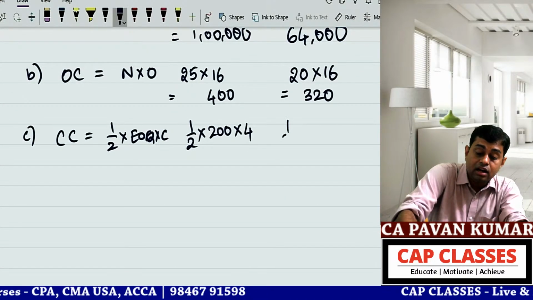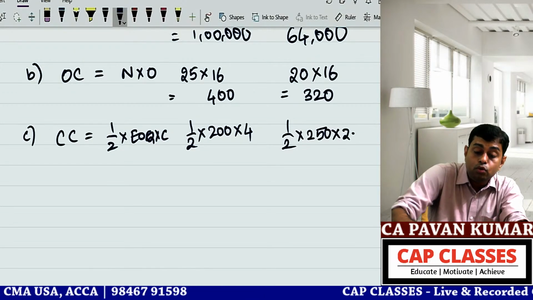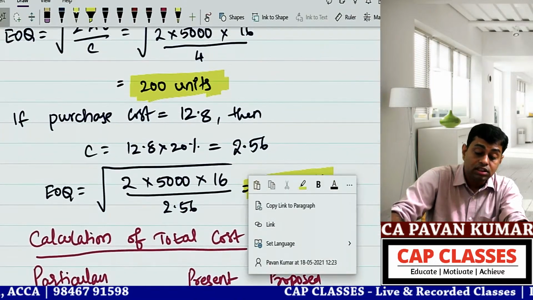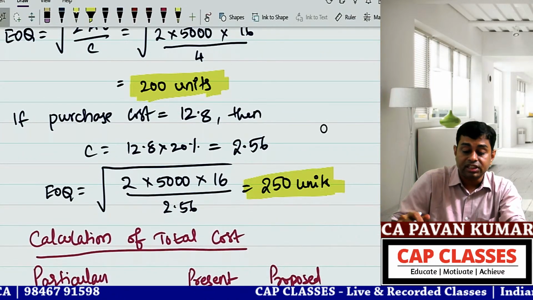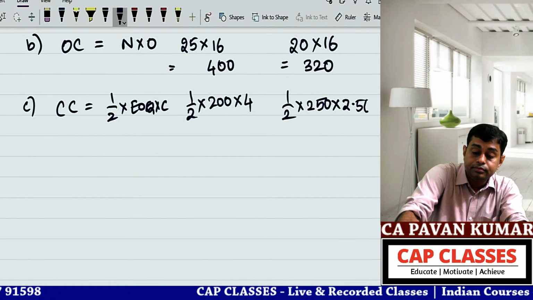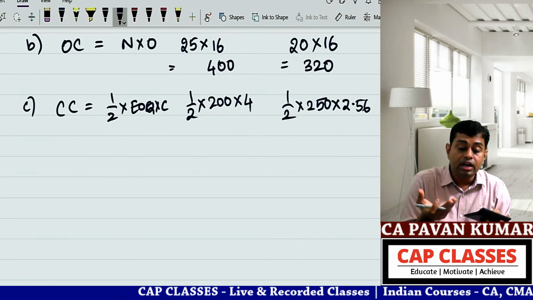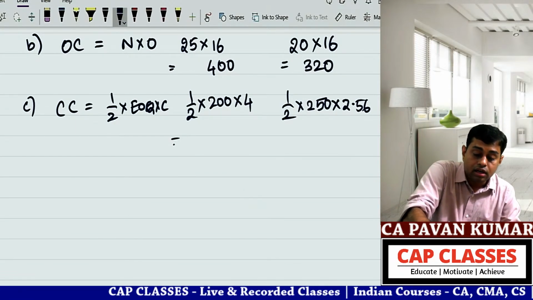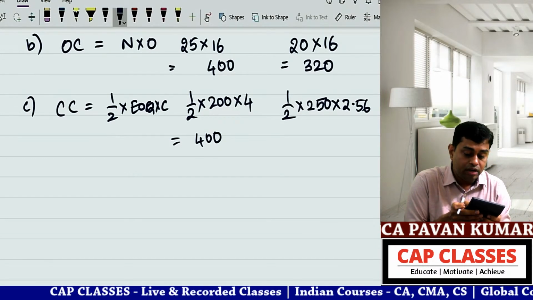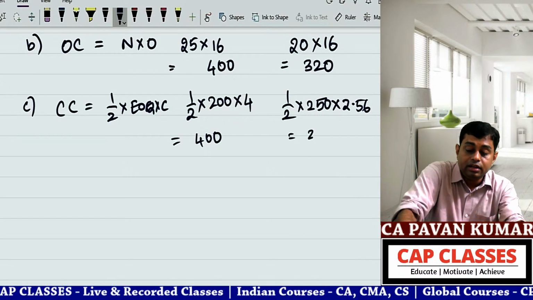Here half into 250 EOQ into 2.56. We changed the price, so this C also changed to 2.56. So multiply and tell me. Half into 200 into 4 means 400. Correct. Half of 250 is 125. So take 125 into 2.56. That is equal to 320.